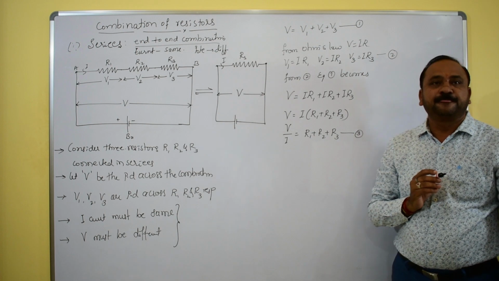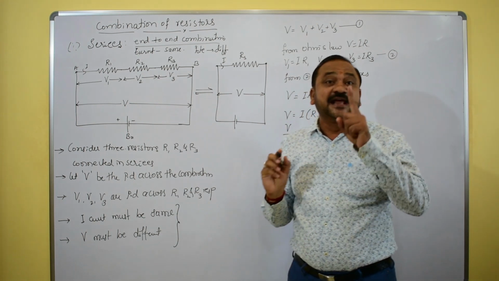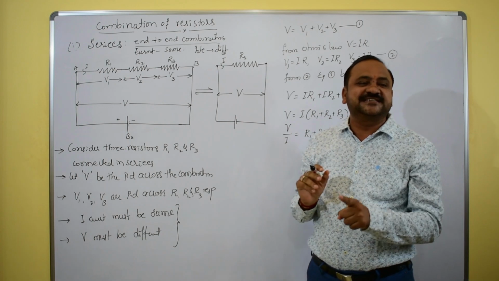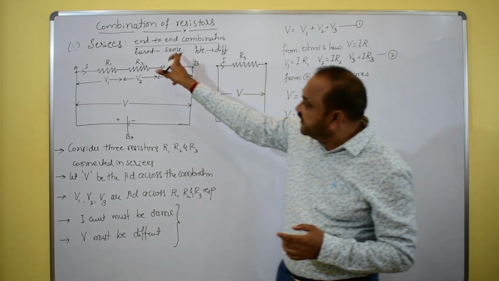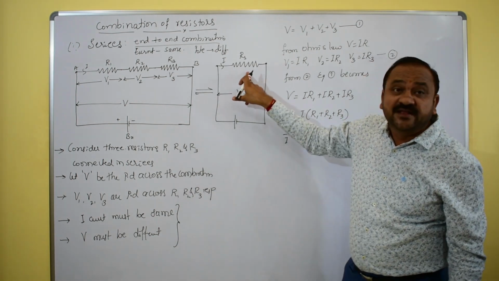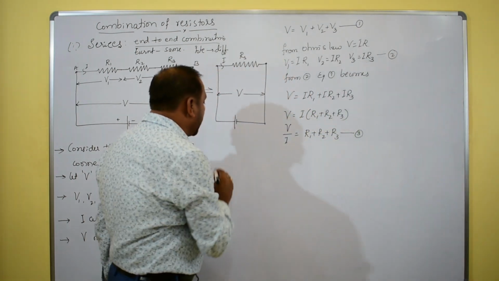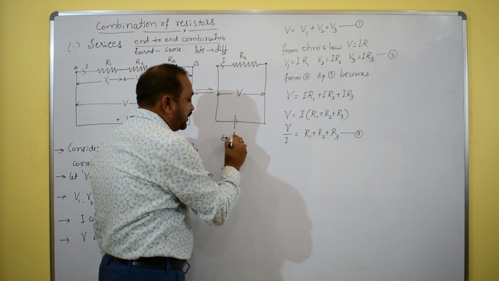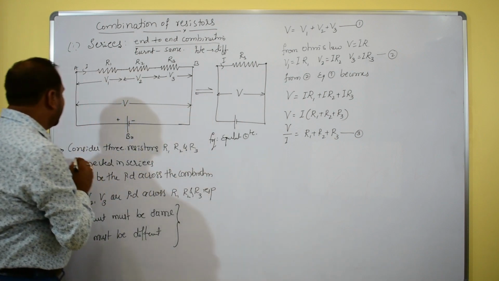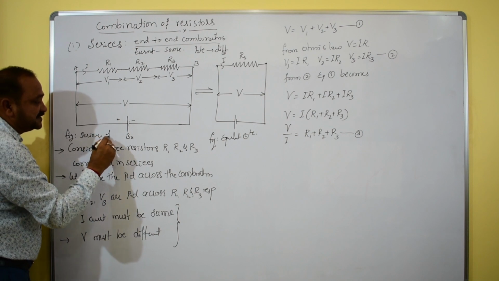If the combination of resistors is replaced by a single resistor RS, that is the effective resistance in series, then whatever the effect taking place for these three resistors, the same effect takes place for this single resistor. So this circuit is what we call the equivalent circuit. This is the series combination of resistors.